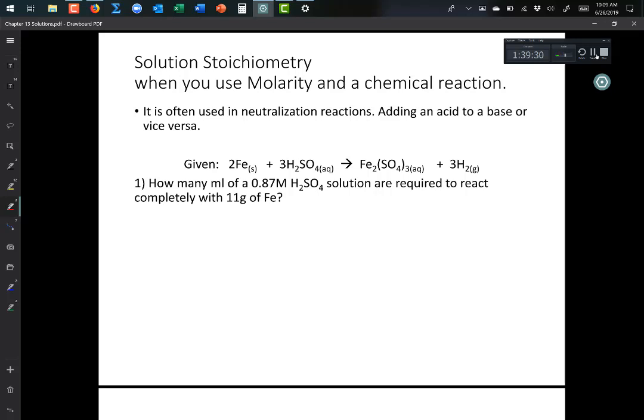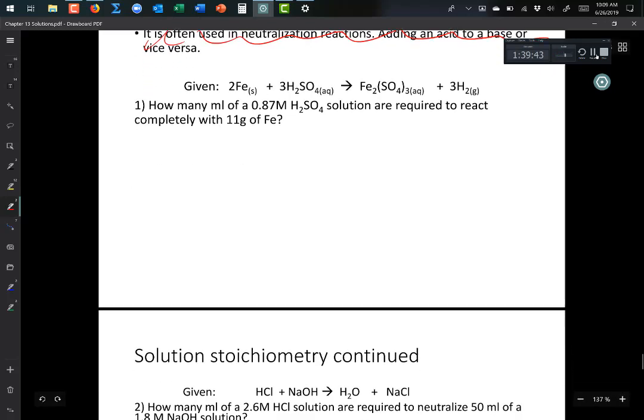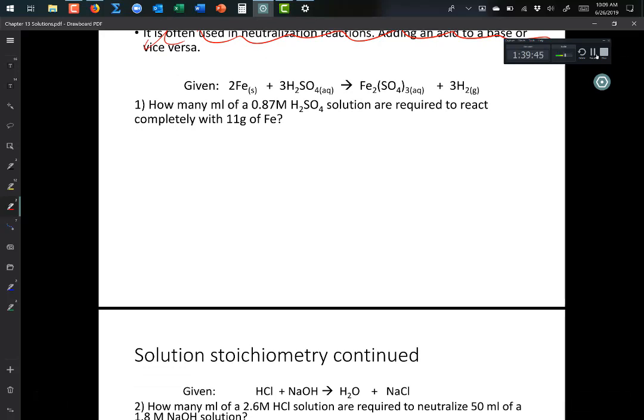It says, how many milliliters of 0.875 molar H2SO4 solution are required to react completely with 11 grams of iron? So we're going to do a solution stoichiometry problem, right? How many milliliters of a 0.87 molar H2SO4 solution are required to react with 11 grams of iron?